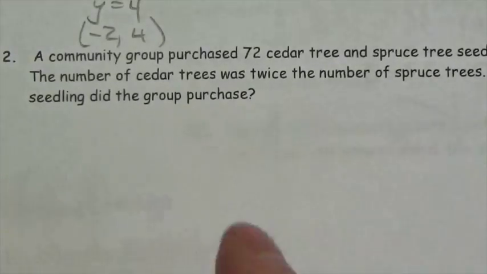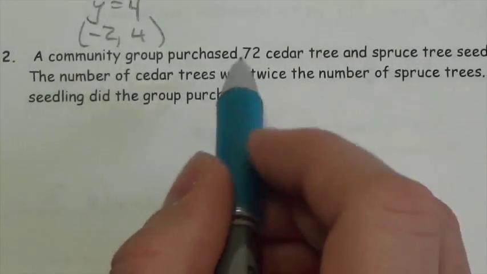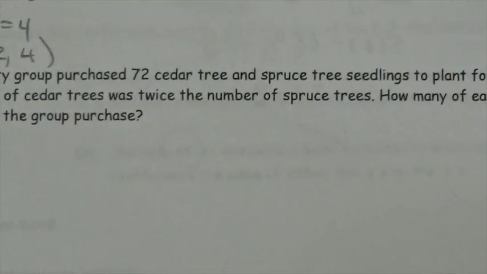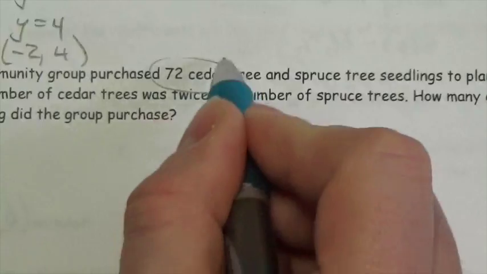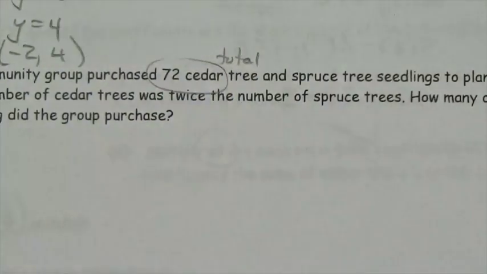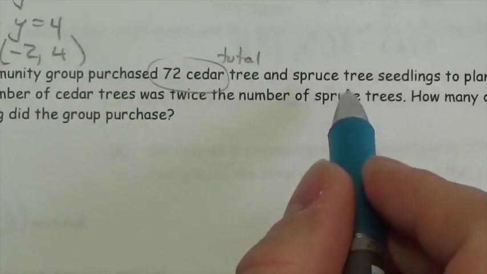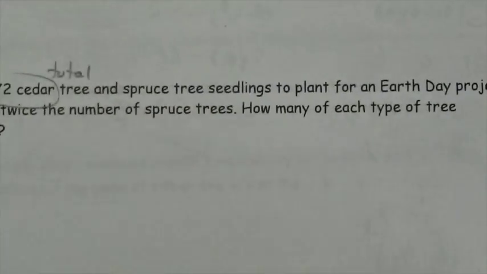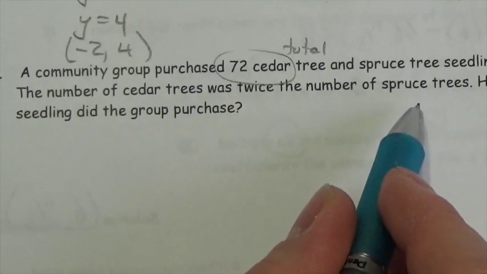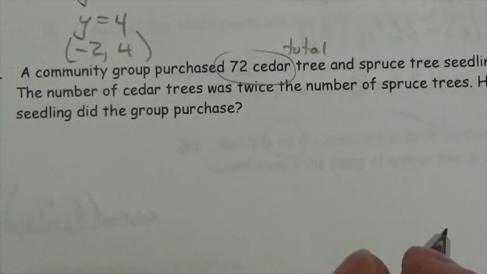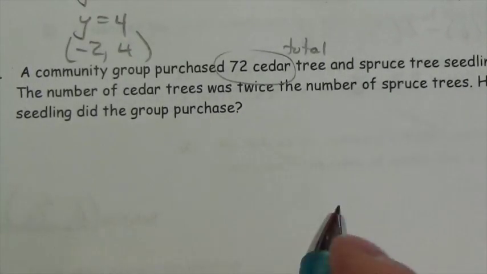sentences become equations. So, a community group purchased 72 cedar tree and spruce tree seedlings. Okay, so this is a total. 72 cedar tree and spruce tree seedlings to plant for an Earth Day project. Okay, good. The number of cedar trees was twice the number of spruce trees. How many of each type of tree seedling did the group purchase?